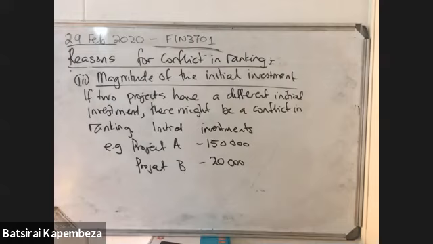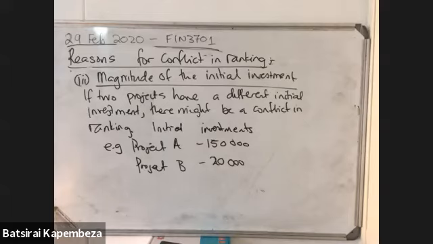Lastly, on Saturday, we looked at how to decide which technique to use. Let's say the NPV is giving you a different answer and the IRR is giving you a different answer. How do you decide finally which technique to actually use for your capital budgeting approach?